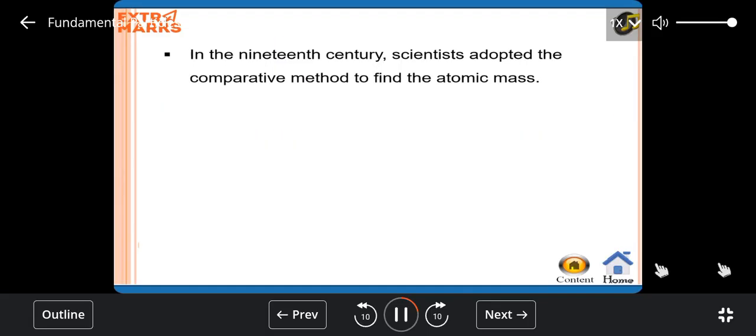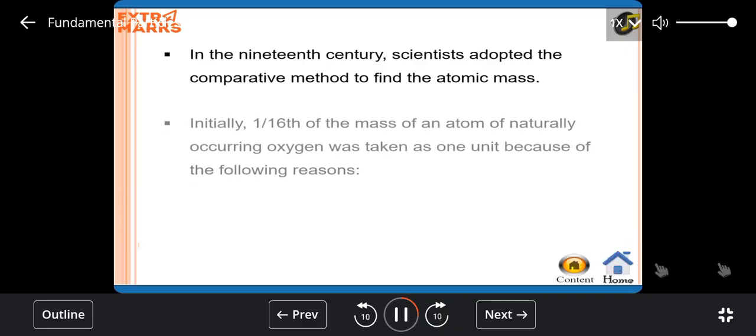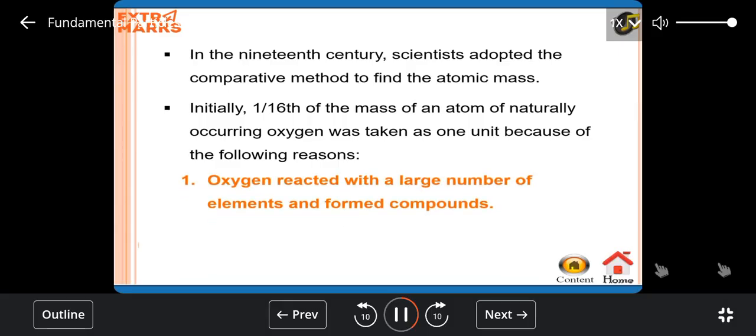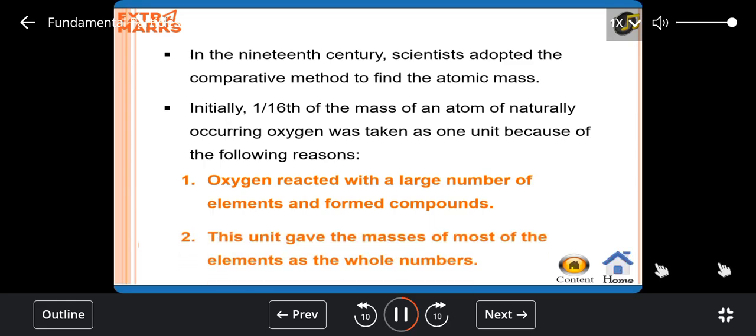In the 19th century, scientists adopted the comparative method to find the atomic mass. Initially, 1/16 of the mass of an atom of naturally occurring oxygen was taken as one unit because of the following reasons. Oxygen reacted with a large number of elements and formed compounds. This unit gave the masses of most of the elements as whole numbers.